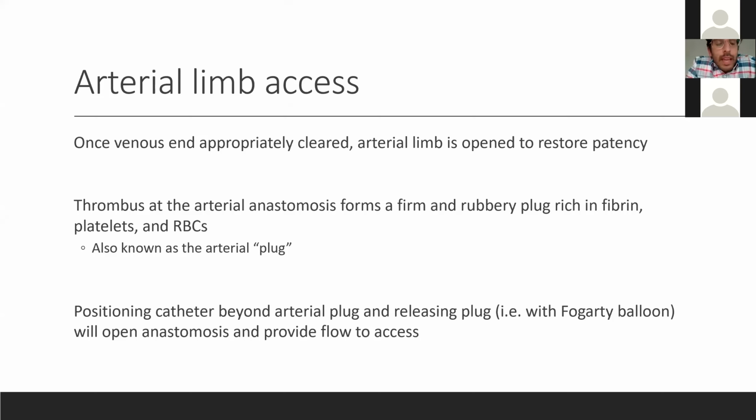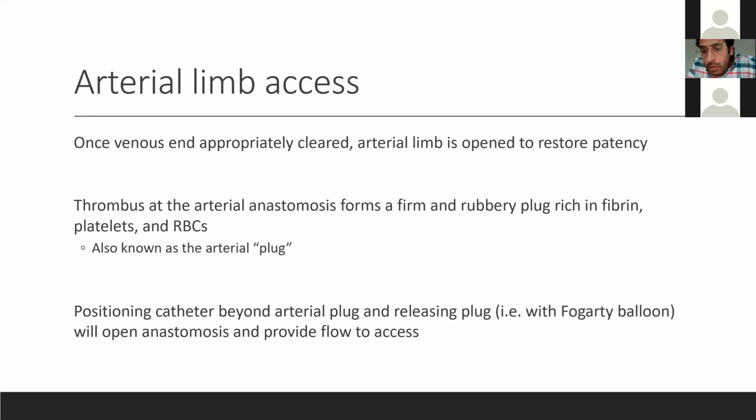So getting to the arterial limb axis, once you have kind of shoveled the snow off the driveway, the venous end is cleared, then you can go into the arterial limb and open it to restore patency. The important thing is that the thrombus at the arterial anastomosis forms this firm and rubbery plug. We call it the arterial plug, but it's this plug that's rich in fibrin, platelets, and red blood cells. So it's a different nature of clot. It has almost a subacute thrombus kind of composition to it. And so it's important to position your catheter beyond that plug and release it.